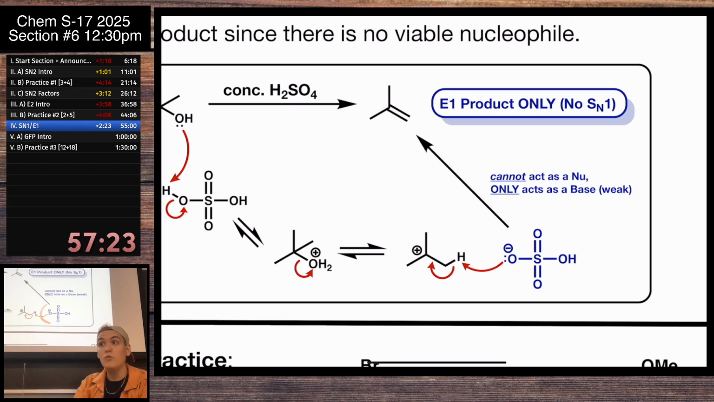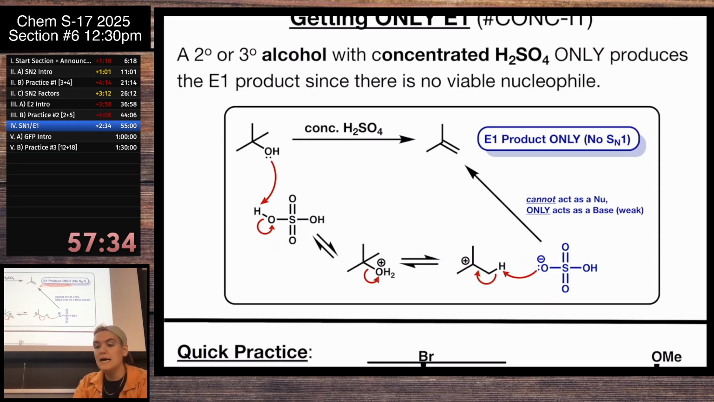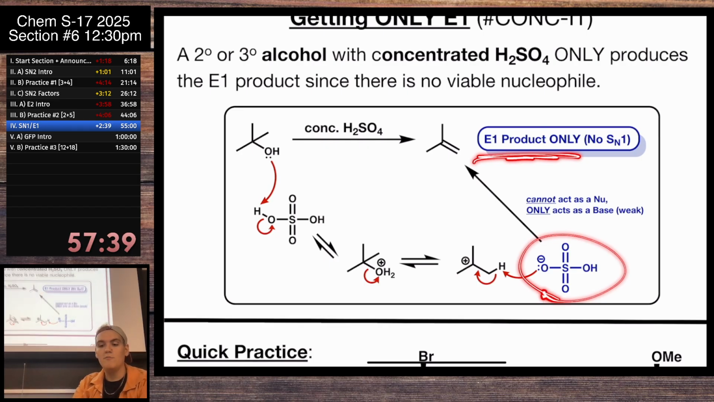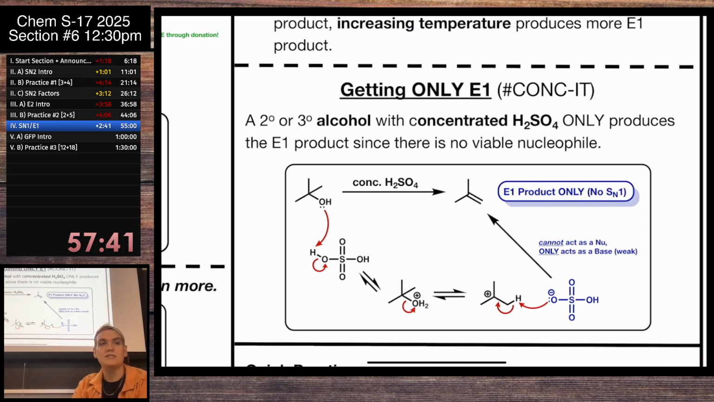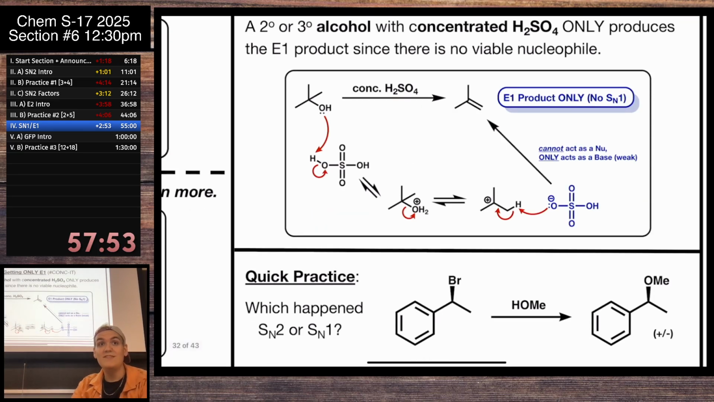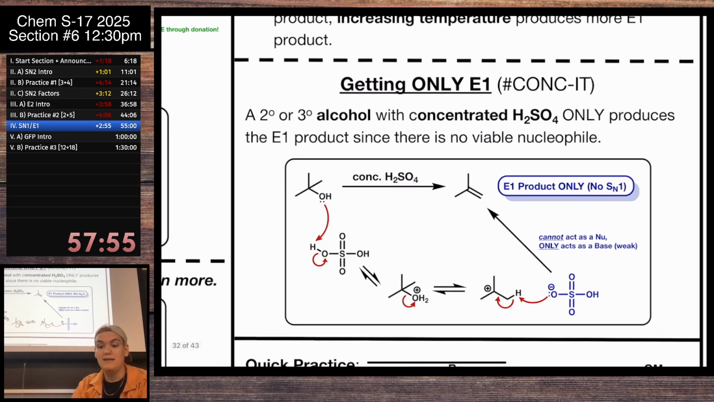So if this is the only thing that can happen, then it will do the thing it's not very good at and just be a weak base. And then we will get the E1 reaction. In this case, we get only the E1 product because it can't do substitution. So that is one way that we are getting mostly just E1 product. You'll see some other variations where E1 pops up later, but we haven't talked about it yet. So this is another way to only get E1.